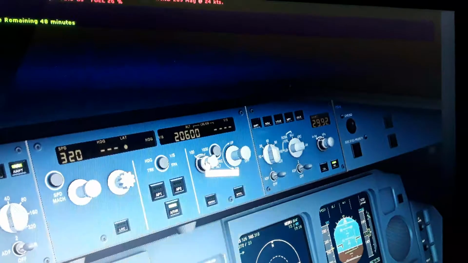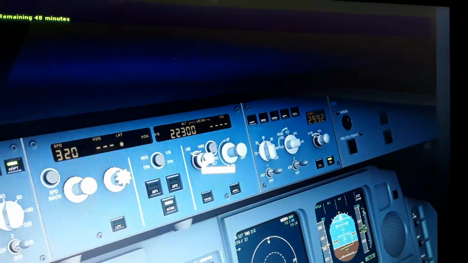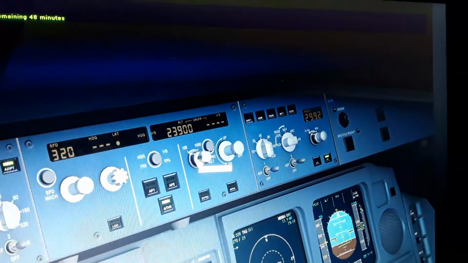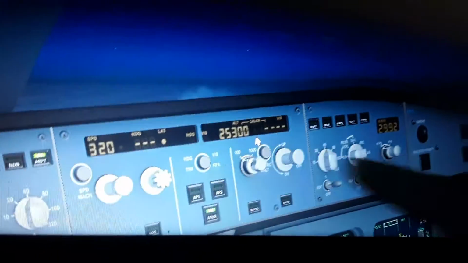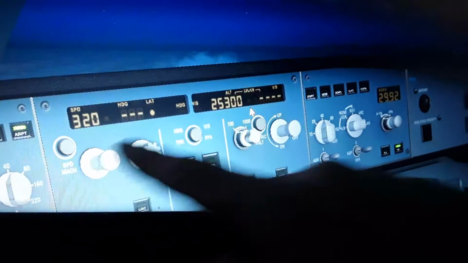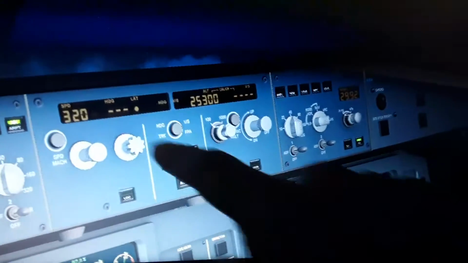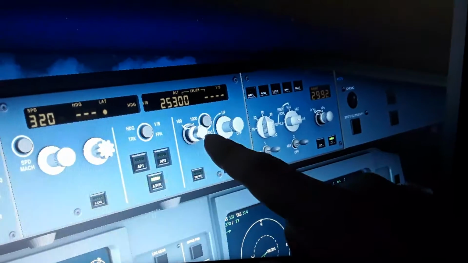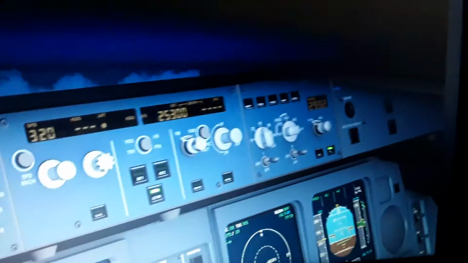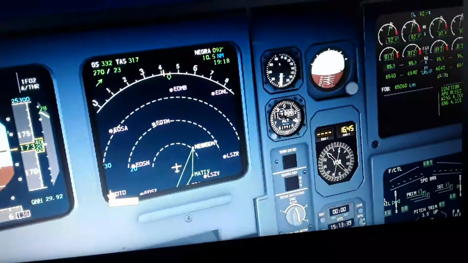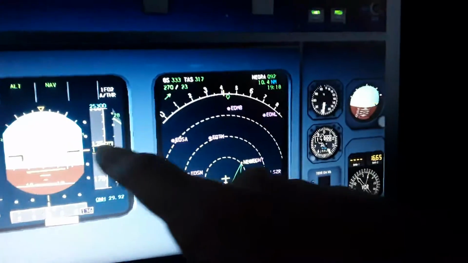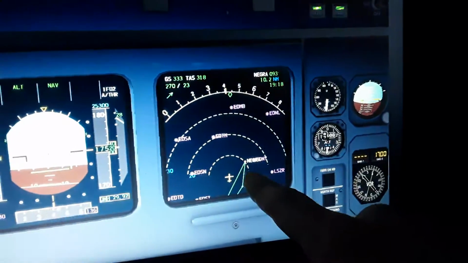It's a bit of slow simulation. Here we have it, 35,300 feet, 330 knots. Heading is managed, altitude is selected, and airspeed is selected, and we have no autopilot. They're both off right now. We are climbing. We are at 70,000 feet right now. Here we have our waypoint.